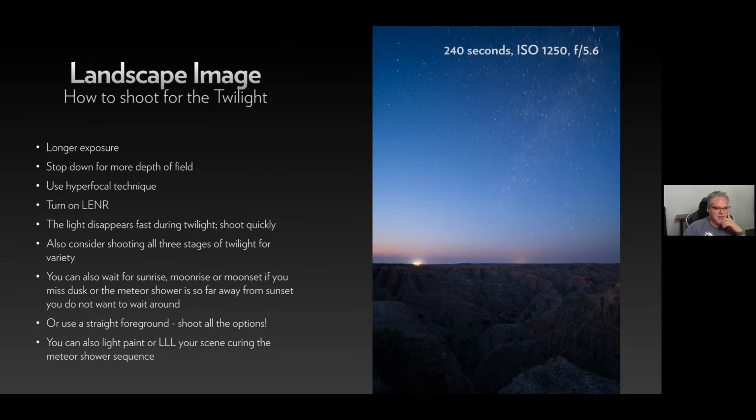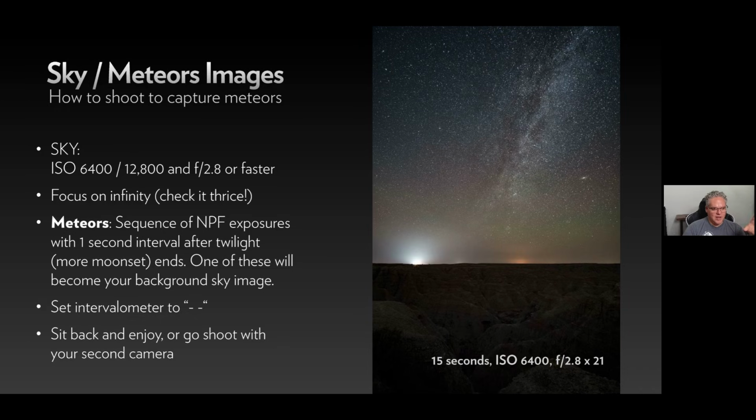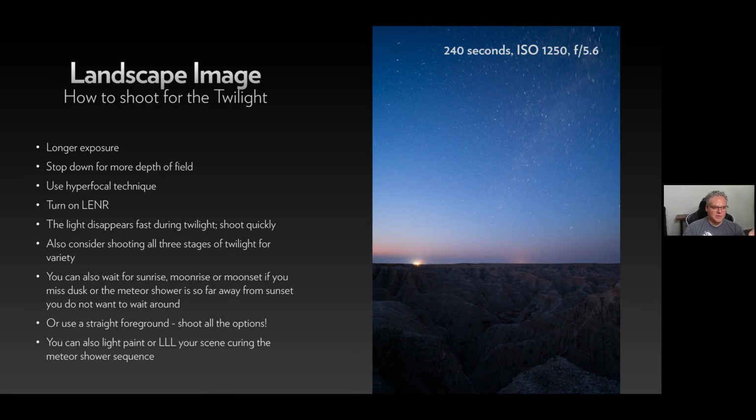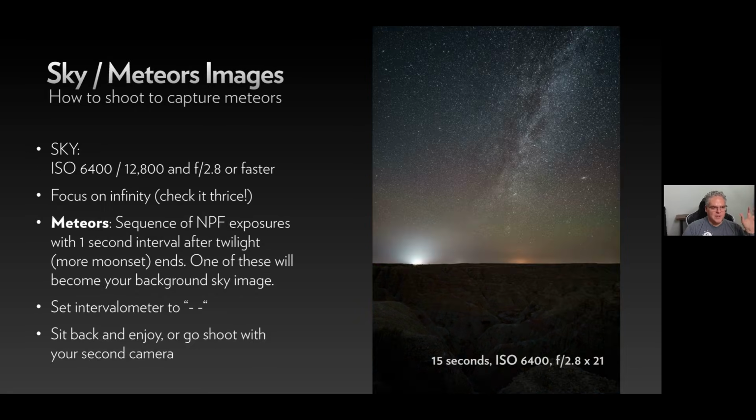And here's a sky meteor image. You can see the difference between the landscape image with the color and clarity, and then the starlight image is very different. There's not a lot of information in the foreground. That's why we shoot a different landscape. So that landscape is 240 seconds at ISO 1250 and 5.6. My sky image was 15 seconds at 6400 and 2.8.